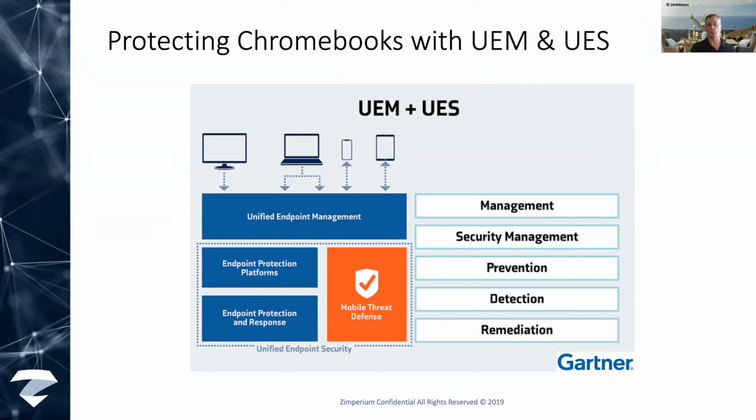Then you have the threat detection side of the world. For traditional endpoints, that has been called EPP or EDR in Gartner speak. On mobile endpoints and Chromebooks, that's really mobile threat defense. So if you layer over the VMware and Zimperium world, the unified endpoint management piece is Workspace One. The EPP EDR world is VMware Carbon Black. And then the mobile threat defense piece is Zimperium.